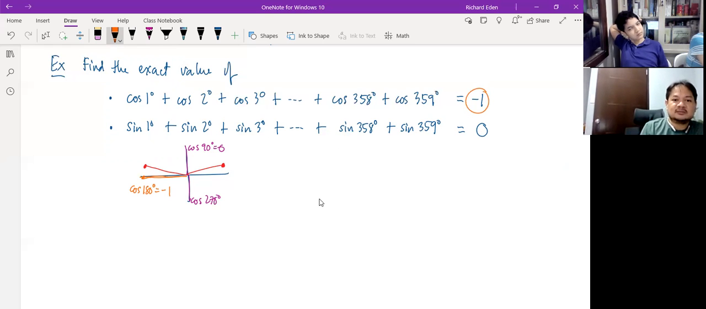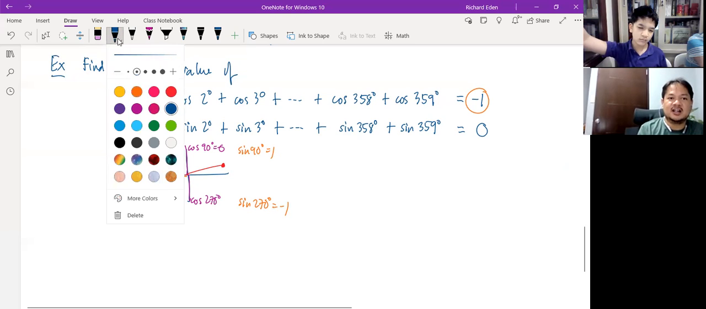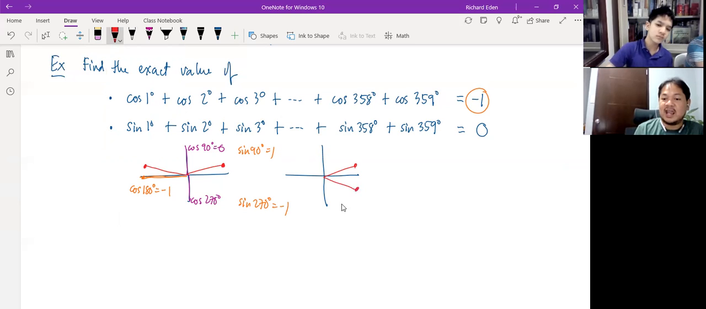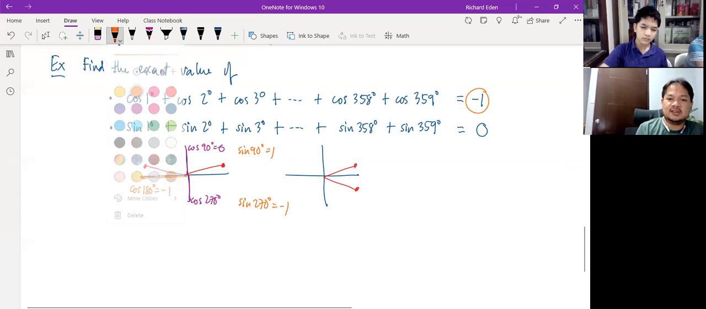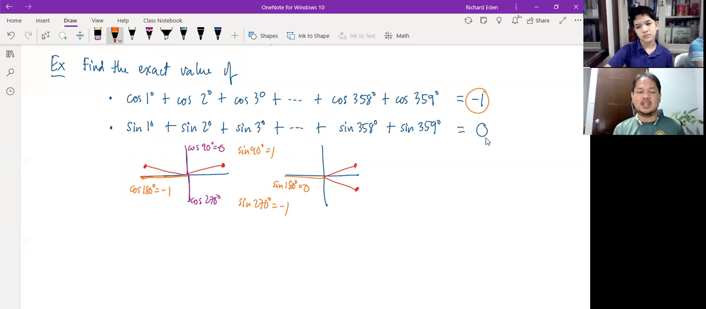As for the sines, well, the sine of 90 degrees is 1, sine of 270 degrees is -1, so they're gonna cancel each other out. For the sines, what will cancel are, well, okay, maybe we should draw it here. For this angle, the sine of this angle is gonna be canceled by the sine of this angle. And then again, the one without a partner would be the sine of 180 degrees, but it doesn't matter because the sine of 180 degrees is 0 anyway. All right. So -1 and then 0.